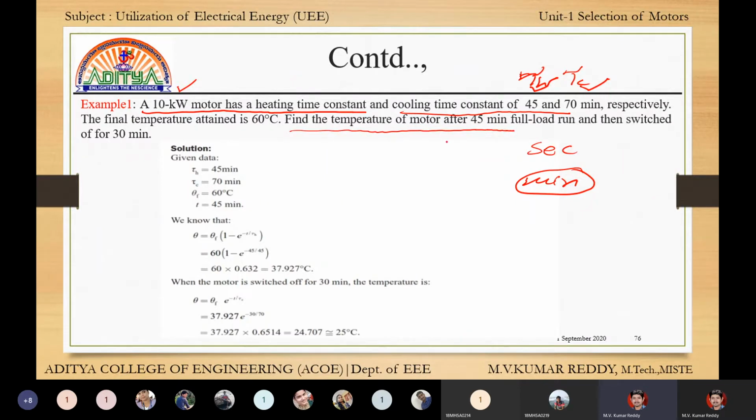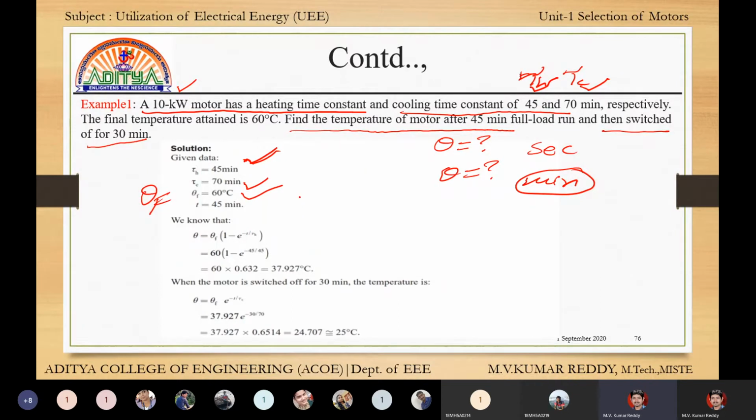For the 10 kilowatt motor, we have to find the temperature of the motor after 45 minutes, and then switch off for 30 minutes. After switching off for 30 minutes, again we have to find the temperature value. Here tau c is 70, tau h is 45. The temperature given is 60 degrees, that is the final temperature, theta f.